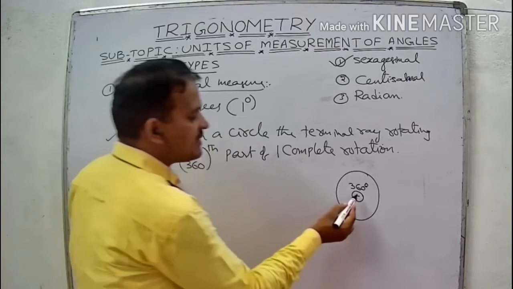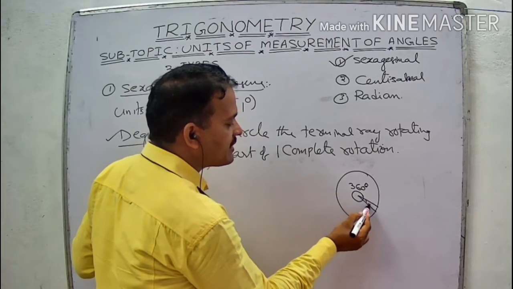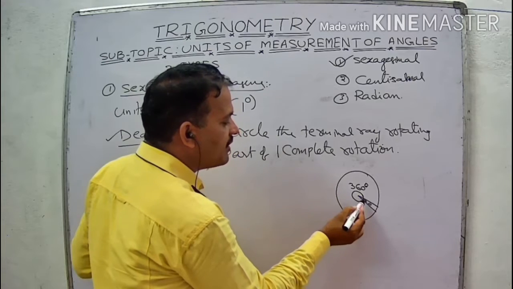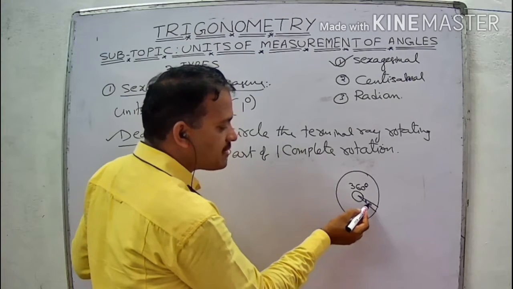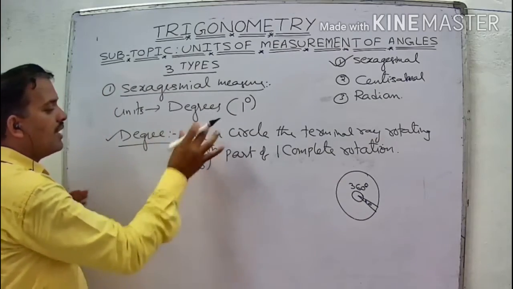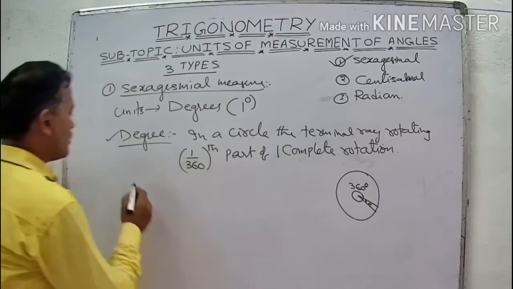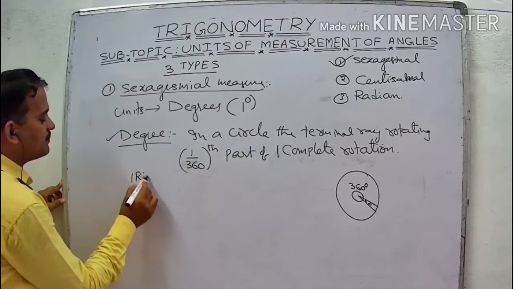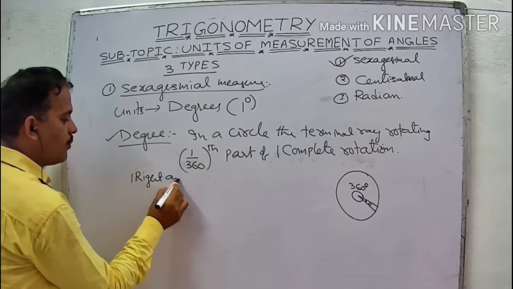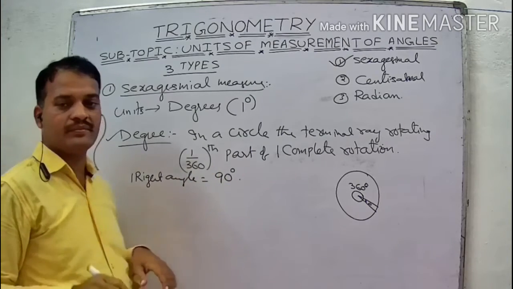So here, this is called the radius. Suppose it is moving here by 1 degree, that means 1 by 360th part of one complete rotation is called a degree, my dear friends. So now one right angle is equal to 90 degrees.